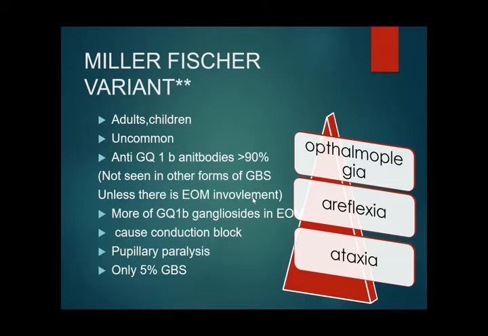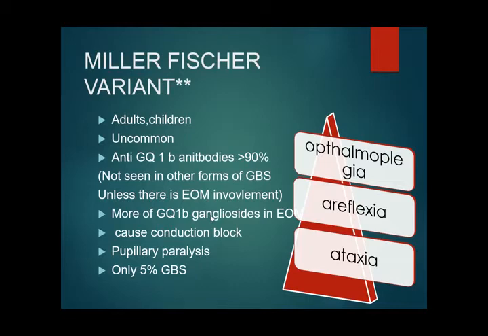Now, anti-GQ1B antibodies are present in more than 90% of cases, and are not seen in other forms of GBS unless there is extraocular muscle involvement. When the extraocular muscles are involved, sometimes GBS overlaps with Miller-Fisher. There is a combination of GBS with Miller-Fisher. In that case, you may find Miller-Fisher syndrome. Motor weakness is not a feature of Miller-Fisher. It is ataxia, areflexia, ophthalmoplegia. Pupillary paralysis can occur, and only 5% of cases of GBS are of the Miller-Fisher type.